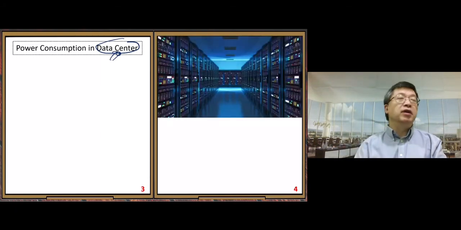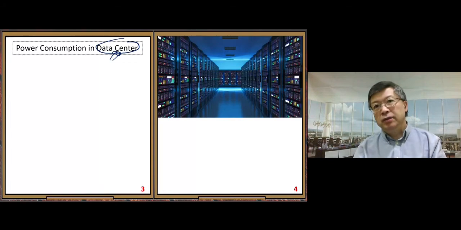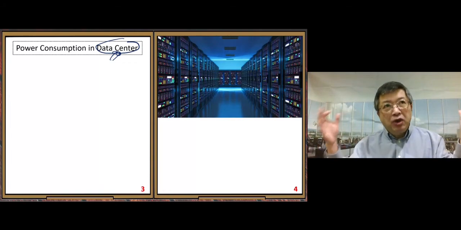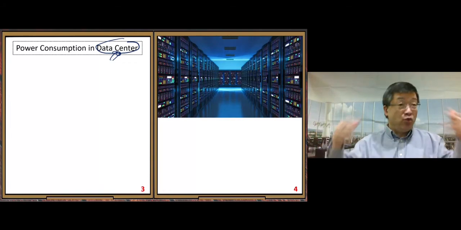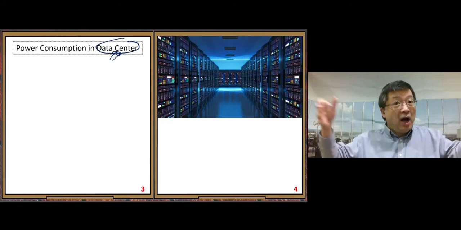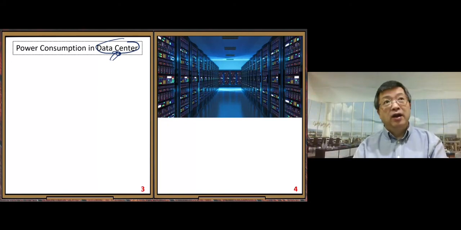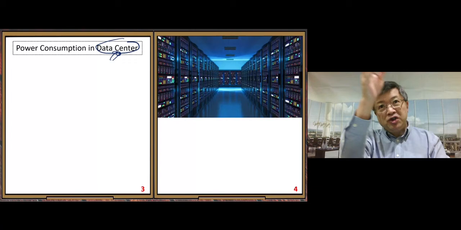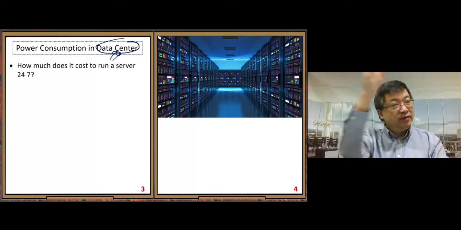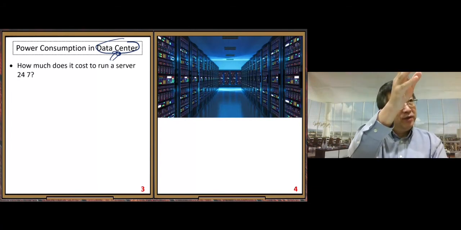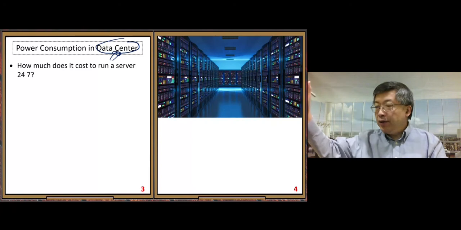So let's look at that part. This is a picture of a typical data center. A large number of servers running all the time there, 24/7, the whole year.